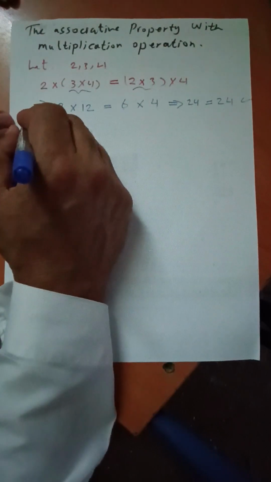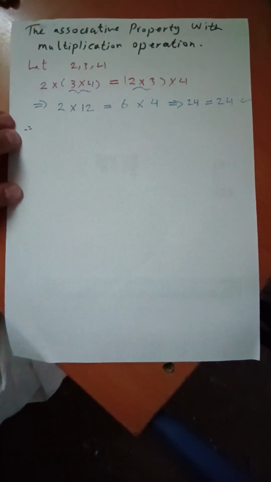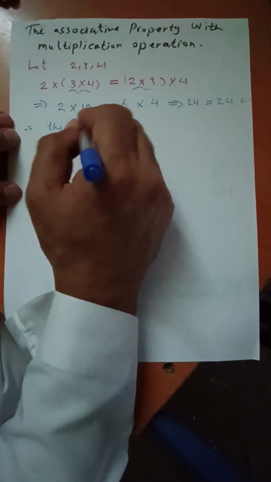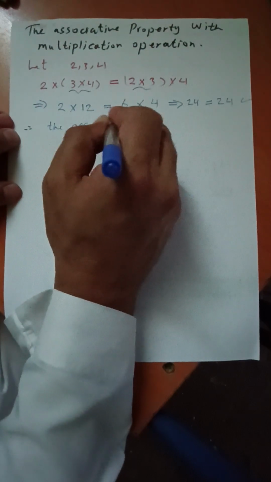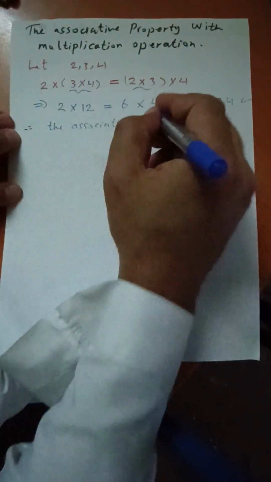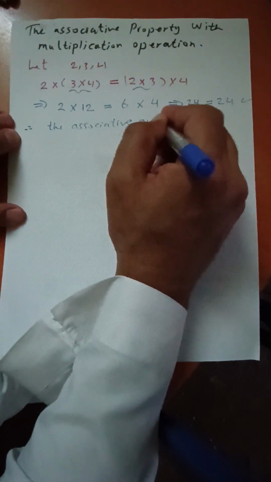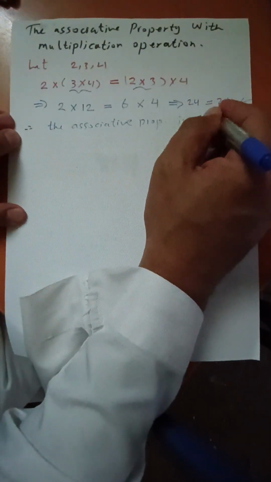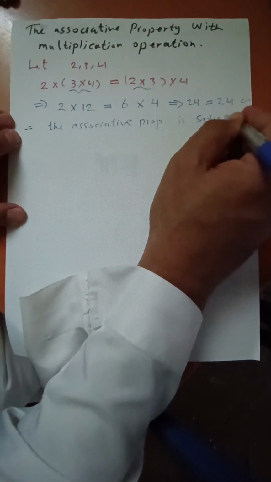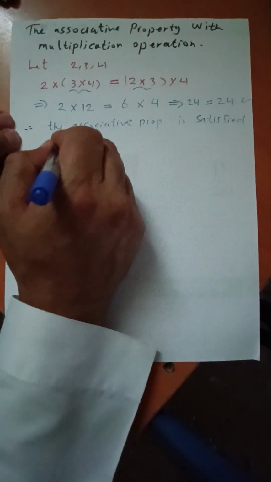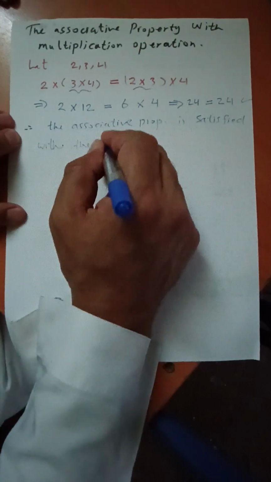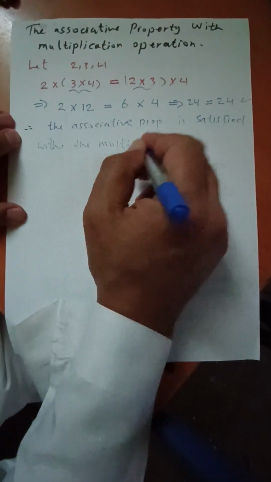So what did I get? The associative property is satisfied with the multiplication operation.